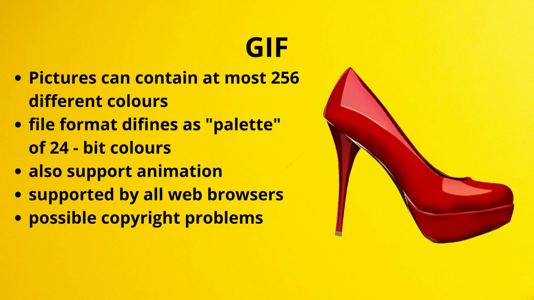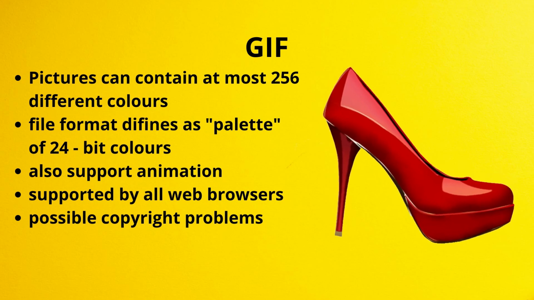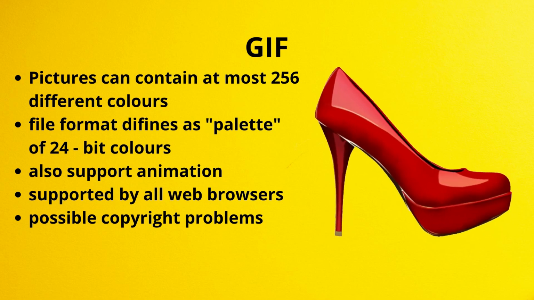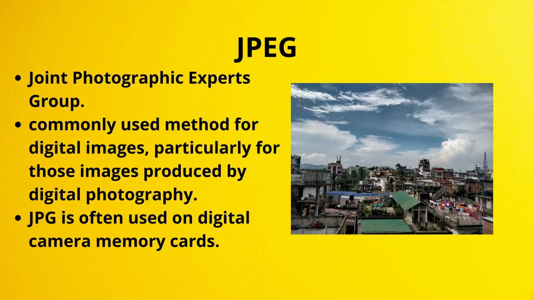GIF. Pictures can contain at most 256 different colors. The file format defines a palette of 24-bit colors. Also supports animation. Supported by all web browsers. Possible copyright problems. JPEG. Commonly used method for digital images, particularly for those images produced by digital photography. JPG is often used on digital camera memory cards.